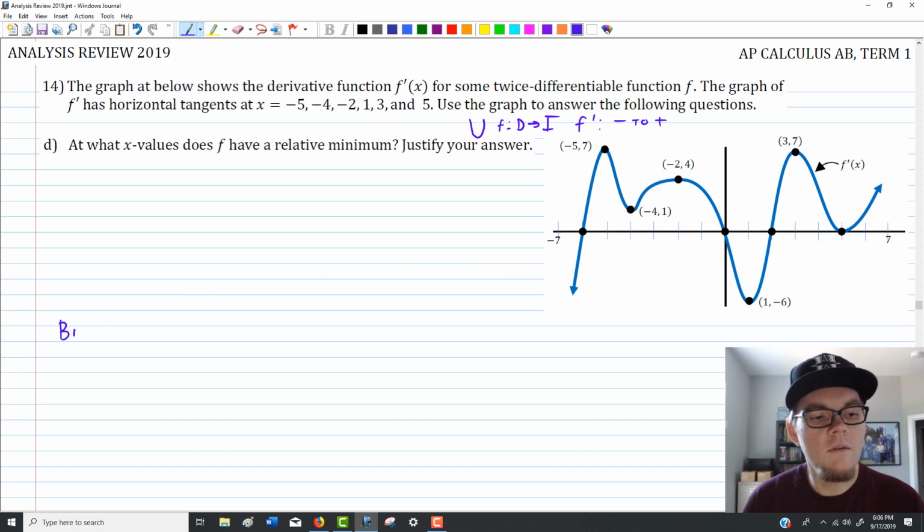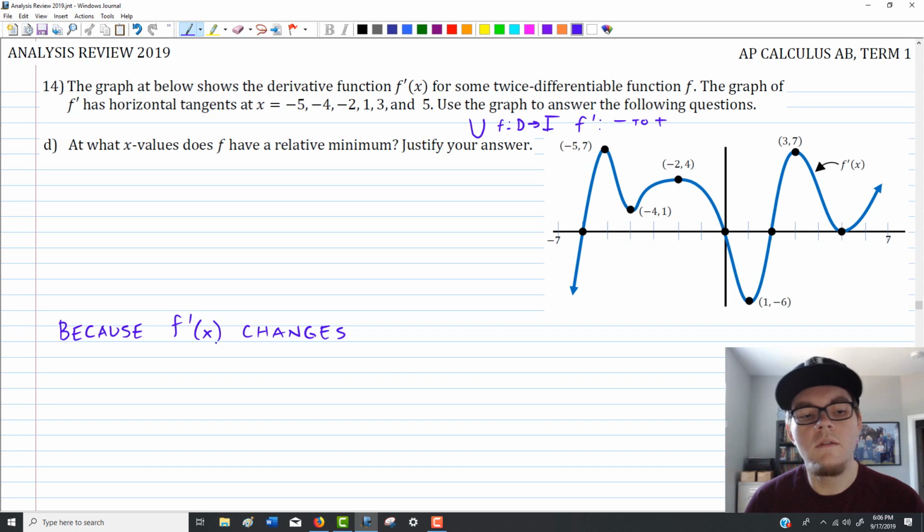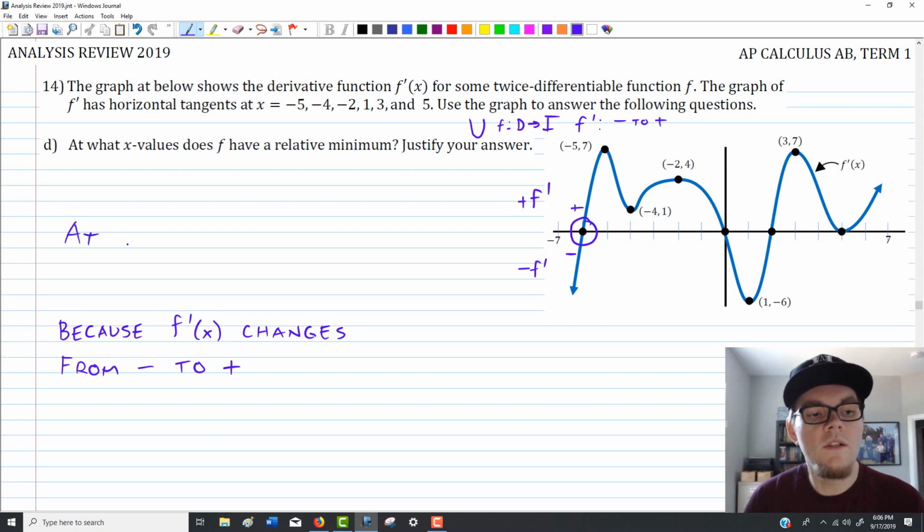So down here, I'll go ahead and write that. We'll say that the reason it has a relative minimum is because f prime of x changes signs, and it changes signs in such a way that f prime moves from negative to positive. So looking down here, we have negative f prime below the x-axis, positive f prime above. The first one I see is right there at -6. It goes from negative to positive. So we can say that there's one such value at x equals -6.